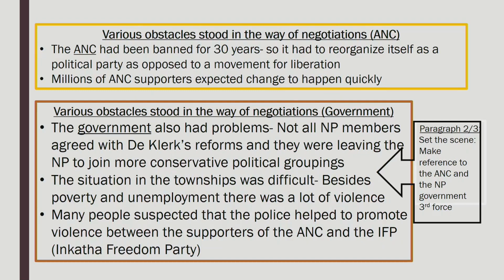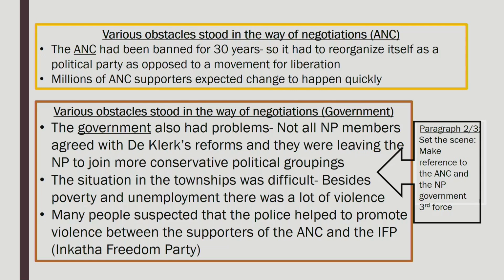In paragraph 2 and 3, grade 12s, we need to start touching on the various obstacles that stand in the way of negotiations in the country. It says the ANC had been banned for 30 years, and so it had to reorganize itself as a political party as opposed to a movement for liberation. I'd like to remind you of that, grade 12s. Remember that in 1960 the ANC is banned, and so in effect it's actually a liberation movement when we speak about it before 1990, right? Then in 1990, when they are unbanned, they take on the status again of a party as they start to prepare themselves, looking forward to the elections of 1994.